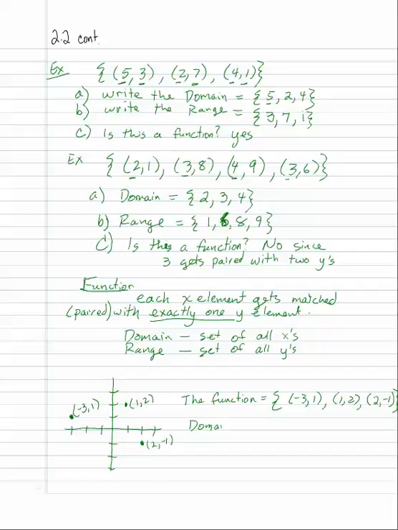The domain, if you think of graphs, is all these x values. So it's going to be this point here, this point. So it's going to be negative 3, 1, 2. And then the range: if I didn't write it as a set of ordered pairs, I just look at the graph. The range is the y values, so I take this one, this one, this one. So I'm going to get negative 1, 1, 2.